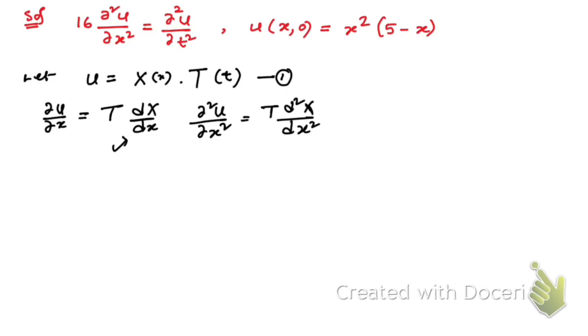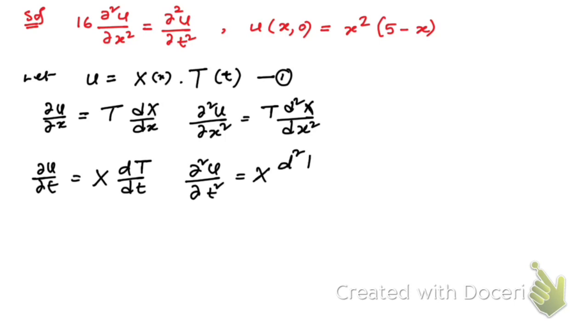That's what we're going to have. Now similarly, let's differentiate this with respect to small t partially. Then we're going to take x as a constant, then dT by dt. If you differentiate it again, you're going to have the second order derivative of u with respect to small t partially. If you differentiate, then you're going to have this result, right?